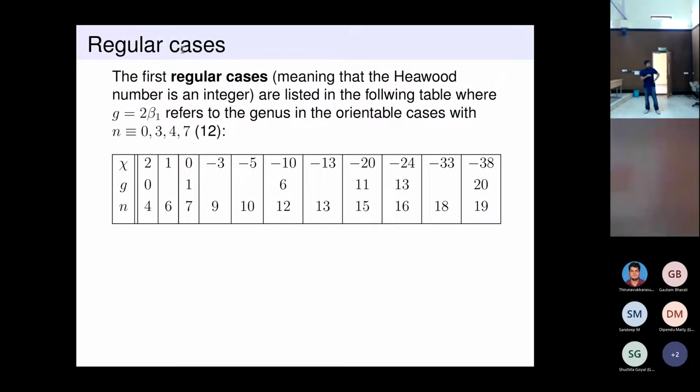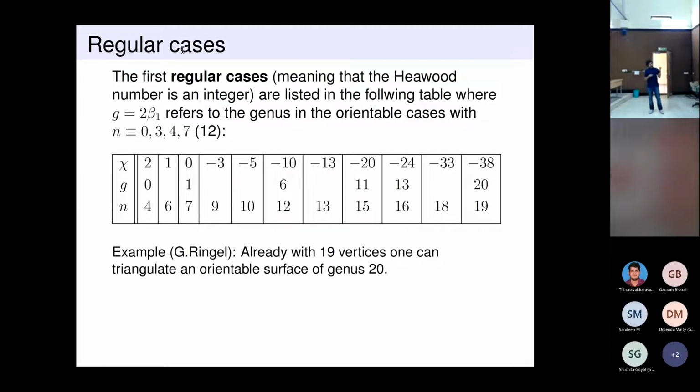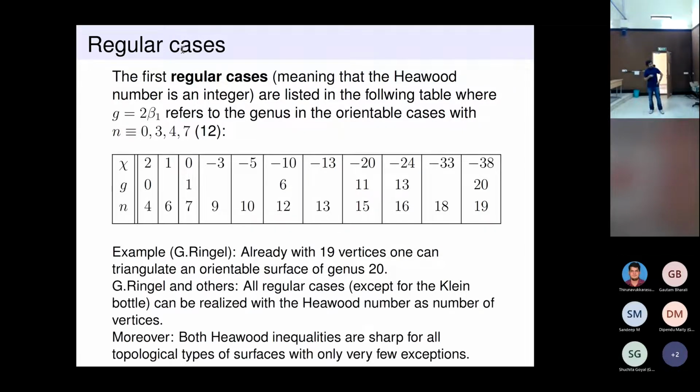So, in fact, for most of the topological types, we actually have triangulations matching this lower bound. With 19 vertices, we can triangulate an orientable surface of genus 20. And all other cases, except for the Klein bottle, can be realized meeting this lower bound.